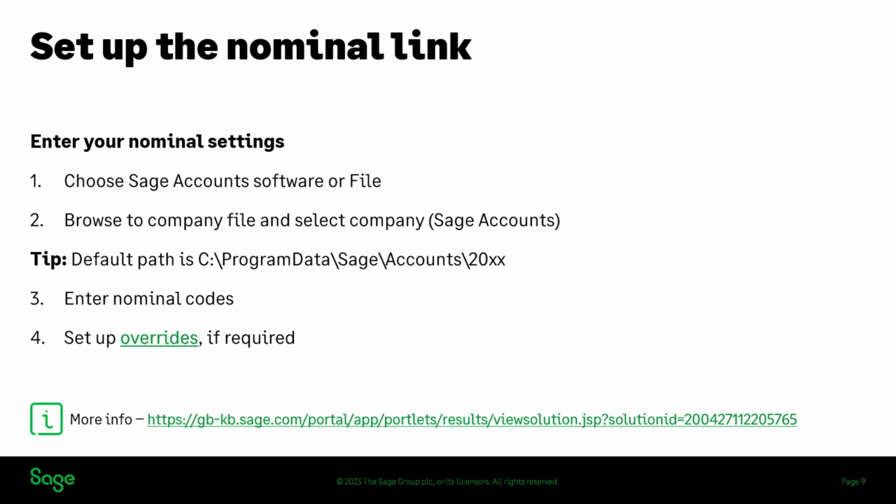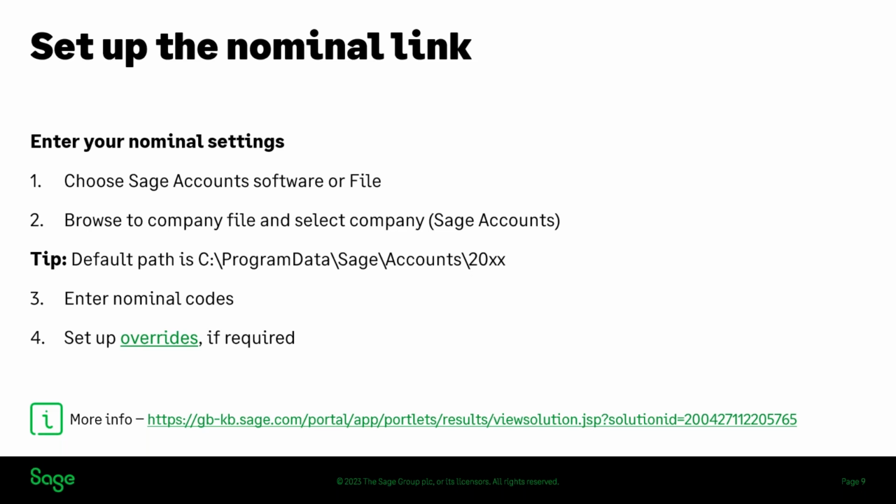We're going to browse to the company file and select our Sage Accounts company. We're then going to enter some default nominal codes that we want to make our postings to, and if required, and if we want to analyze the payroll information in a bit more detail, we can set up overrides, and I'll explain what they are as we go through the demo.